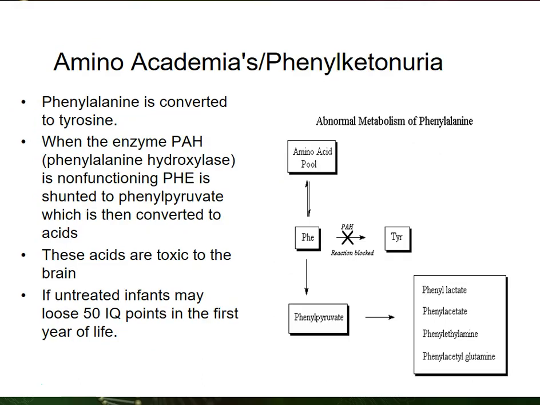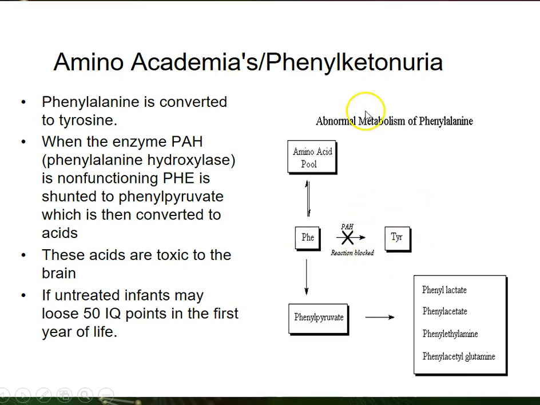Phenylketonuria, or PKU, is one of the most commonly described. The problem with phenylketonuria is phenylalanine cannot be converted to tyrosine through this enzyme phenylalanine hydroxylase. As a result, the phenylalanine is shunted to phenylpyruvate, while tyrosine is usually low. So if we looked at the amino acids in a patient with PKU, the phenylalanine would be very elevated, and the tyrosine would actually be lower.